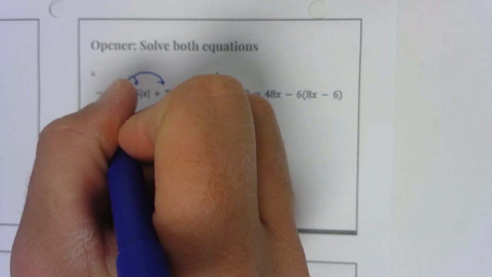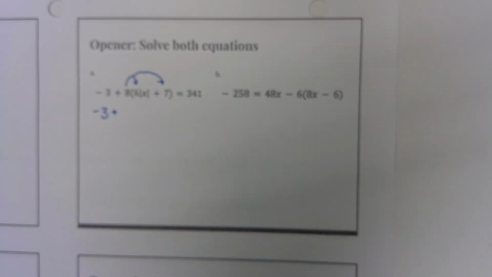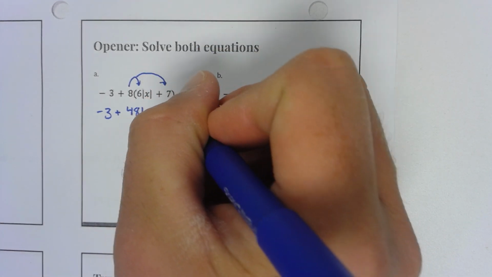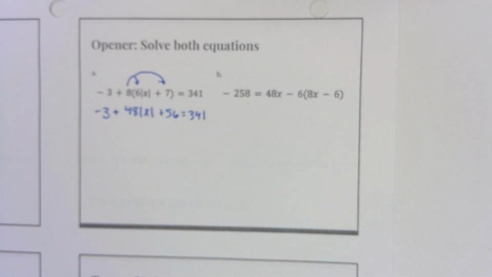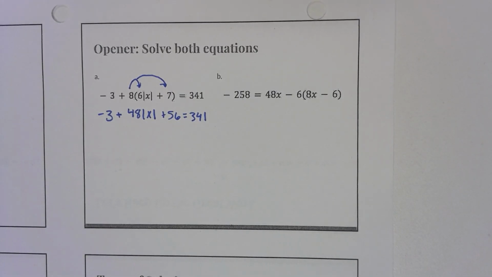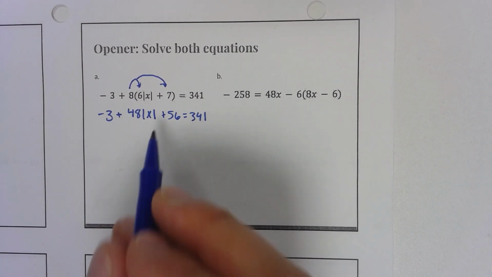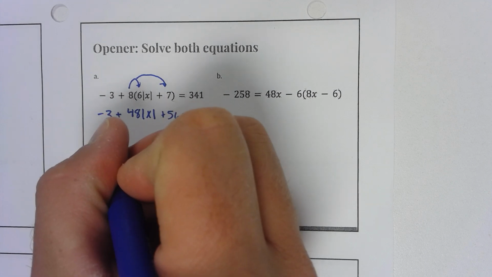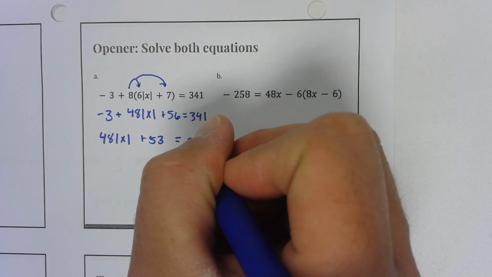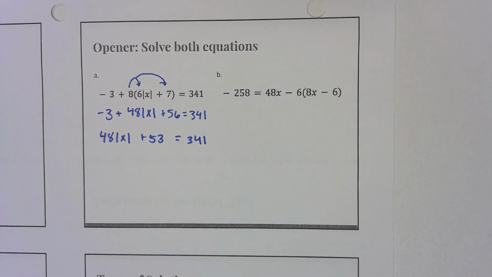So I get -3, and then I'm multiplying the 8 and the 6 to get 48 absolute values of x, and then 8 times 7 to get 56. Remember, anytime we distribute, you distribute to every single thing in the parentheses there. Okay, then we're not considered simplified until we've combined all like terms. So then I can add -3 and 56, making this 48 absolute values of x, and then plus 53, and it equals 341.